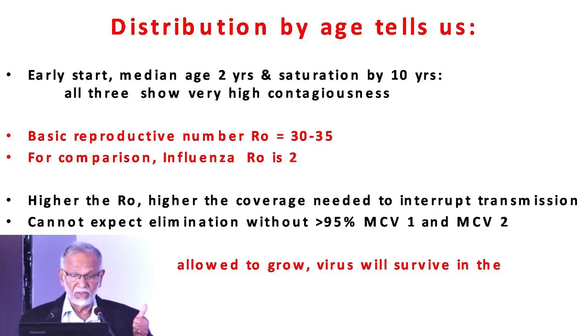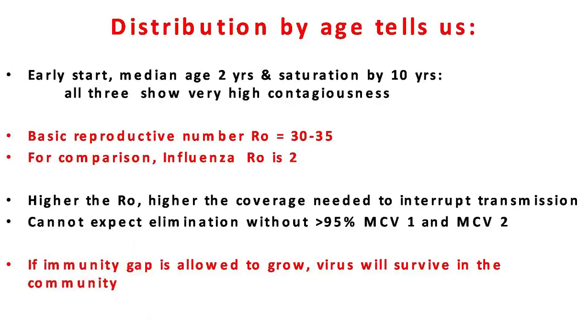Higher the R0, higher the coverage needed to interrupt transmission. We cannot expect elimination without 95% or more coverage with MCV1 and MCV2, because it takes 2 doses to make sure that every vaccinated child is protected. If the immunity gap is allowed to grow, the virus will survive and then it will embarrass us later on.